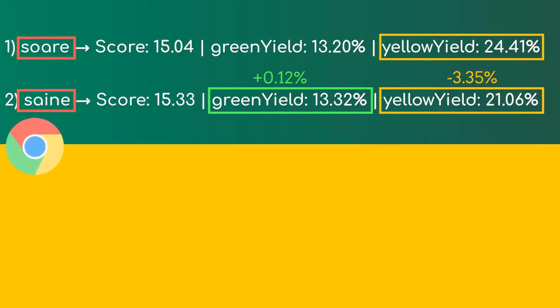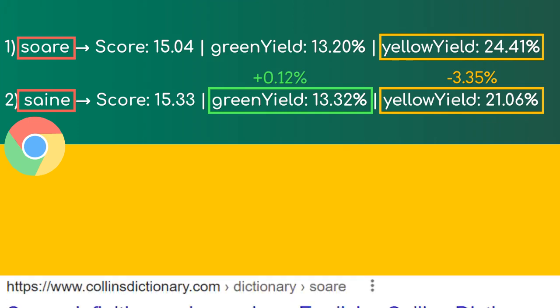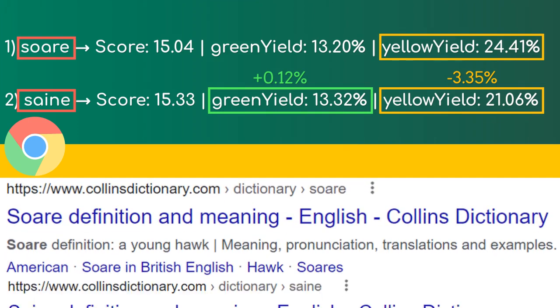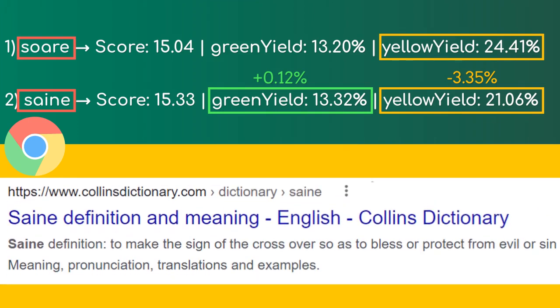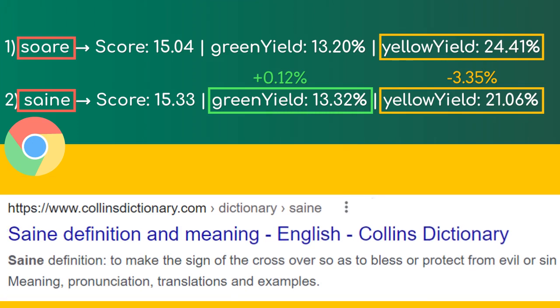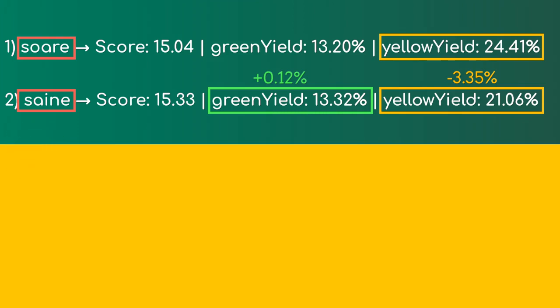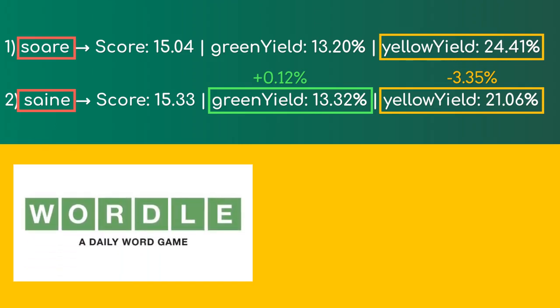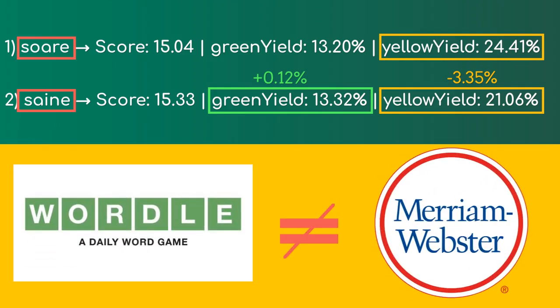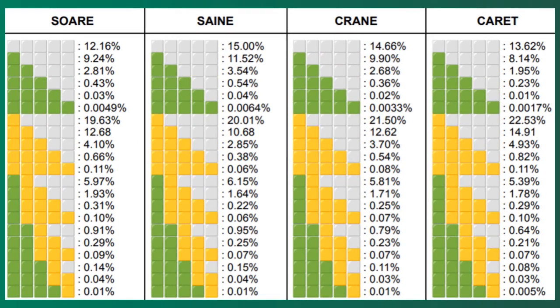And before you Google some of these words, let me save you some time. There's citations of soar being a young hawk, and sane being a British iteration of sane, which means to bless or protect from evil. But as I've mentioned, these words are pulled from the official list of words from Wordle, and not from Merriam-Webster. So they may not fly if you're playing competitive Scrabble, so take it with a grain of salt. Before I sign out, here's a quick breakdown of the top 8 words produced by the algorithm.